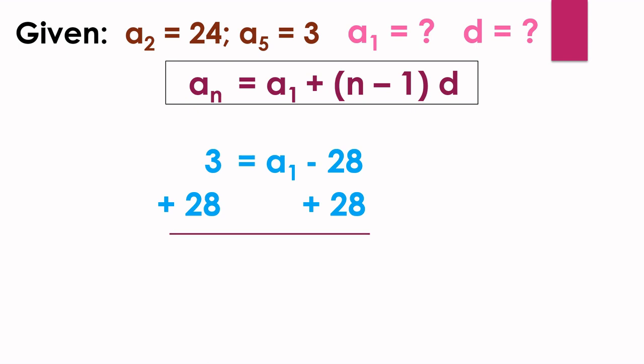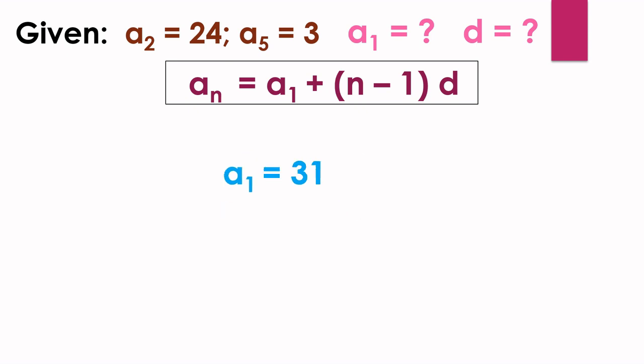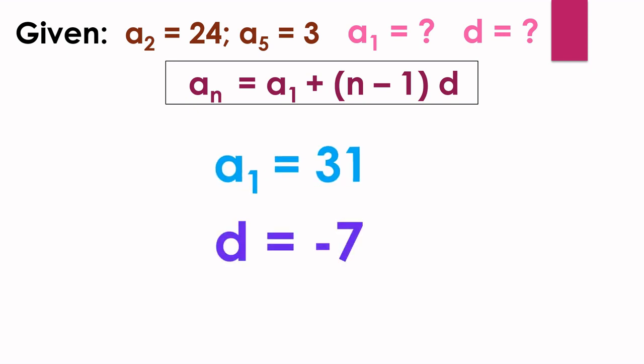Negative 28 plus 28, we can cancel that out since that is equal to 0. 3 plus 28 is equal to 31, and that is the value of the first term. The first term, therefore, is equal to 31. And the common difference is negative 7.